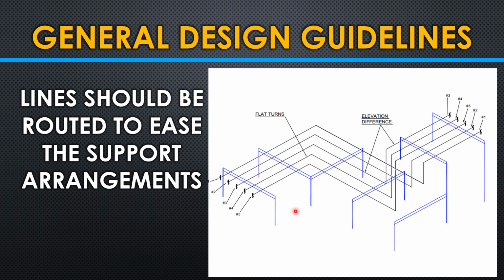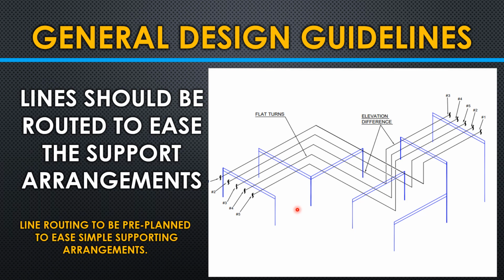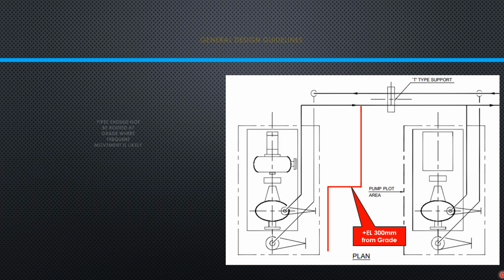But the intent is that you need to route a line to ensure that there is feasibility for the support provision. That is very much important. See, line routing should be pre-planned to ease simple supporting arrangement. You don't need to complicate the supporting arrangement. If you pre-plan your entire activity, you will be able to ensure that the right supporting systems are provided also. Now let's go to point 6.